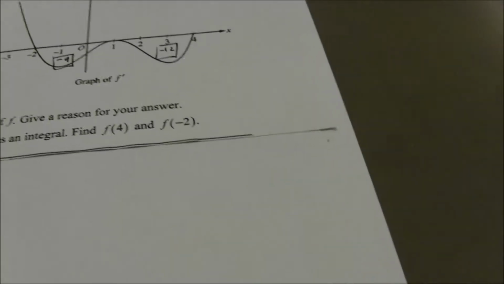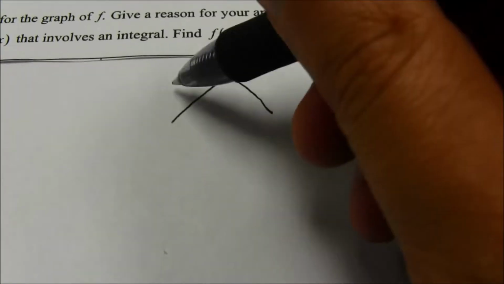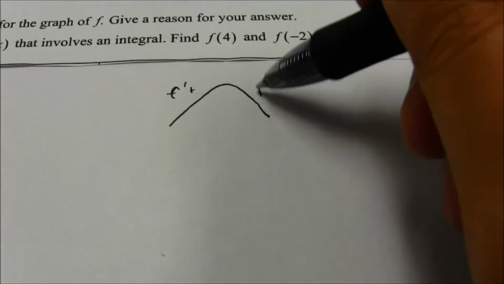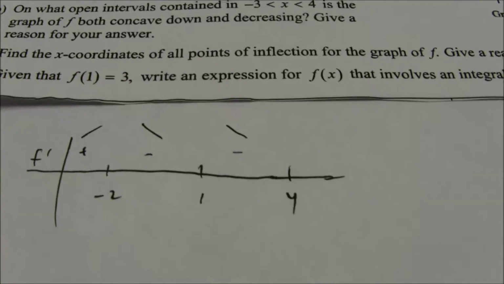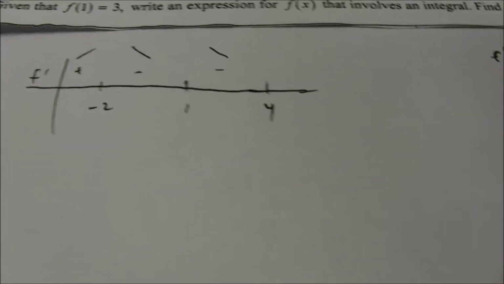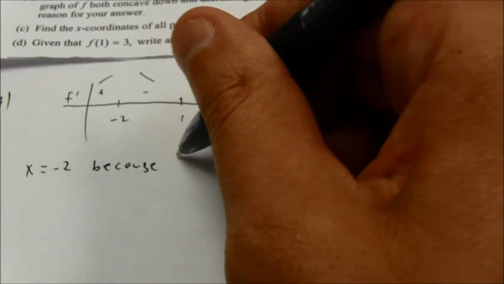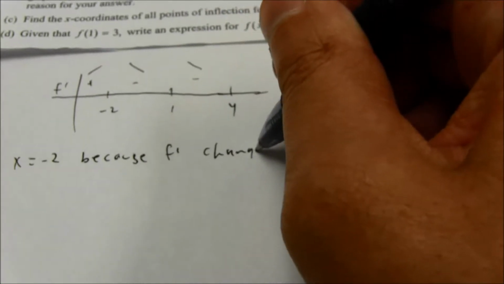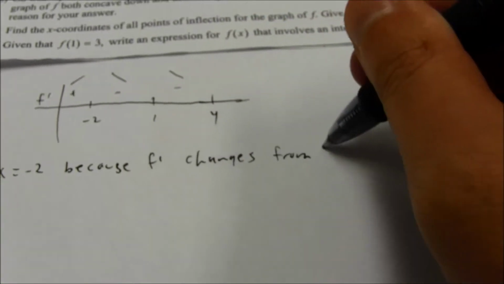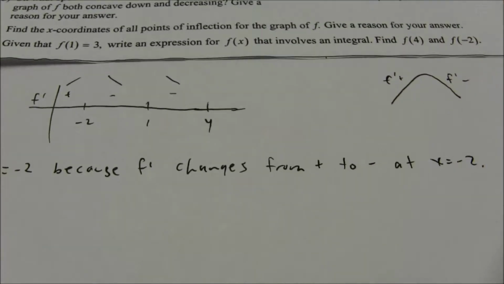Part A asks us to find all x coordinates at which the graph has a relative maximum. So remember, a maximum occurs when a graph goes from increasing to decreasing. So that would be a positive derivative to a negative derivative. So if you look over here, a positive to a negative happens just at x equals -2. And I could say something like at x equals -2 because f prime changes from positive to negative at x equals -2. And we never see that positive to negative happen anywhere else.